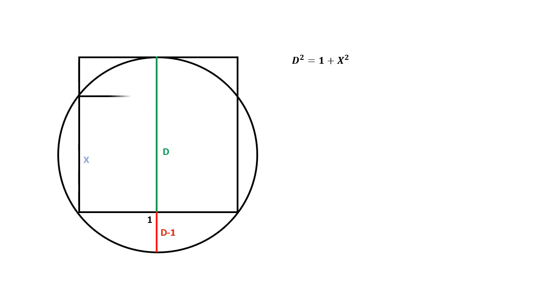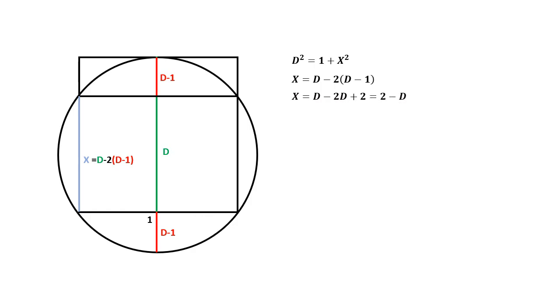By drawing the next horizontal line, we can see that the distance marked in red from the upper part is equal to that from the lower part, also d minus 1. We can observe that x will be equal to the diameter of the circle minus the two red pieces. So x equals d minus 2 times d minus 1. Now that we know what x is equal to, we can manipulate the formula to obtain x equals 2 minus d. We replace the value of x in the initial formula and obtain that the square of d equals 1 plus the square of 2 minus d.